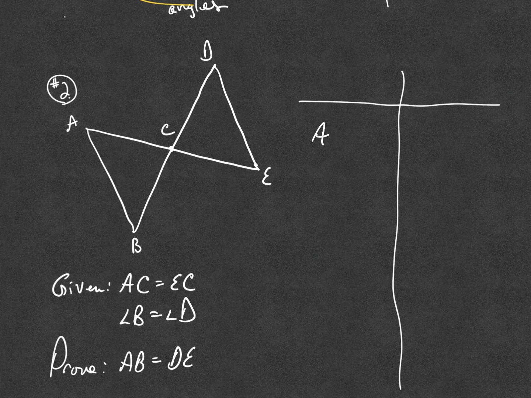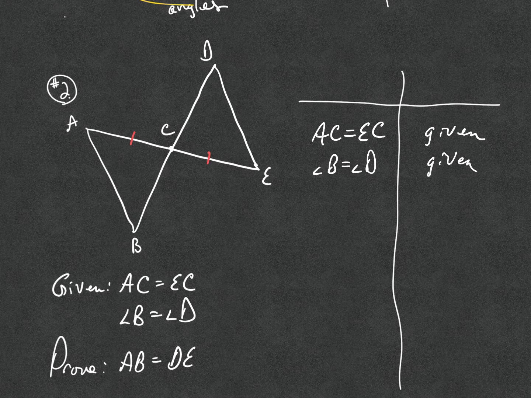Okay, I'm going to get started with the given, like always. AC equals EC, given. And I'll continue to put marks on the picture to help me out. So AC equals EC. Next, angle B is equal to angle D, given. All right, and so B is right here, D is right here. Okay, so that's the given information.